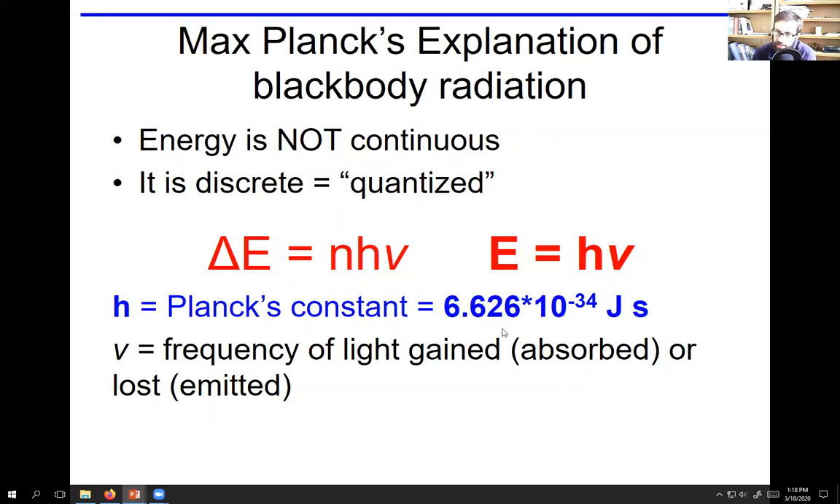And h is a constant, okay? This constant was discovered by Max Planck, and so it's named after him. It has units of joule seconds. You'll notice it's very, very small. It's 6.626 times 10 to the minus 34. So it's a very small value. And because it's so small, we don't notice these stairs in the energy landscape in our life day to day. They're too small to make a difference for most things, okay?